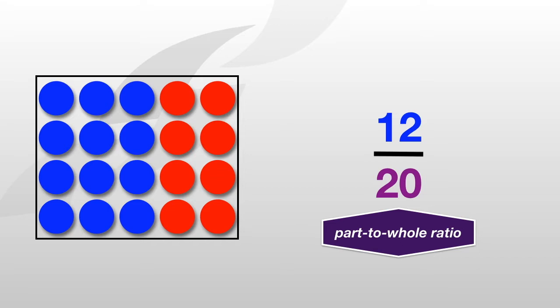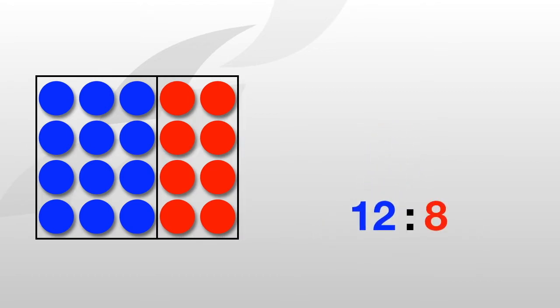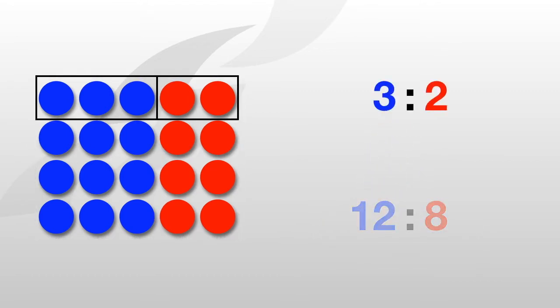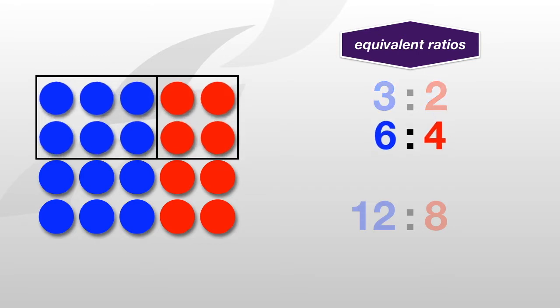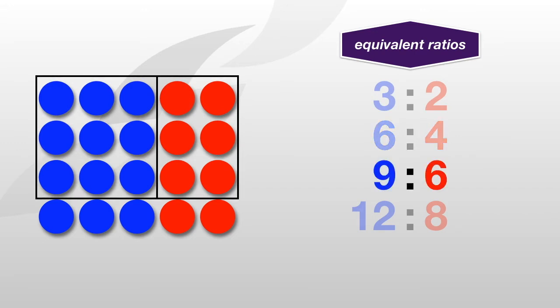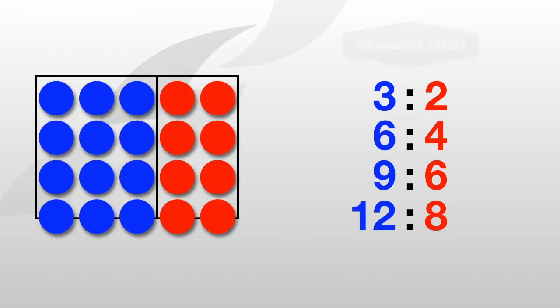More on this later. Let's first revisit the part-to-part ratio 12 to 8. Earlier, you might have noticed that for every 3 blue counters, there are 2 red counters. This ratio is equivalent to the ratio 12 to 8. You might spot some more equivalent ratios in the collection of counters, like 6 to 4, or 9 to 6. Notice how the number of blue and red counters change together each time the rectangles grow larger.